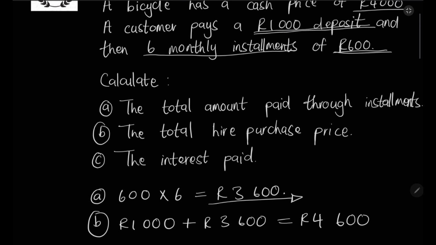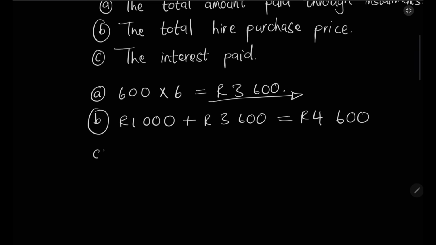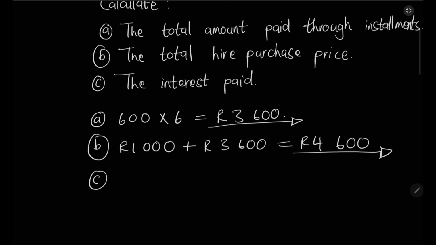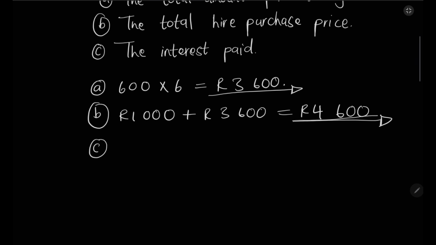Let's move to C. The interest paid. What is the formula for interest? Interest is higher purchase price minus the cash price. What is your higher purchase price? It's this 4,600 Rands. So do you guys see that if your B was wrong, your interest paid would also be wrong. So you need to make sure that your calculations are accurate.